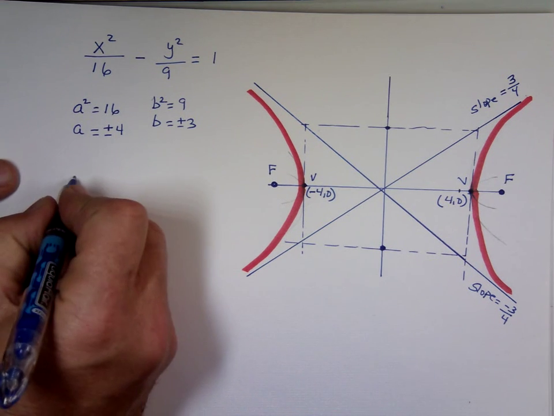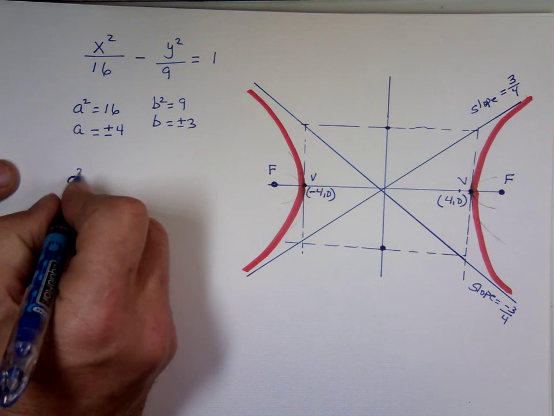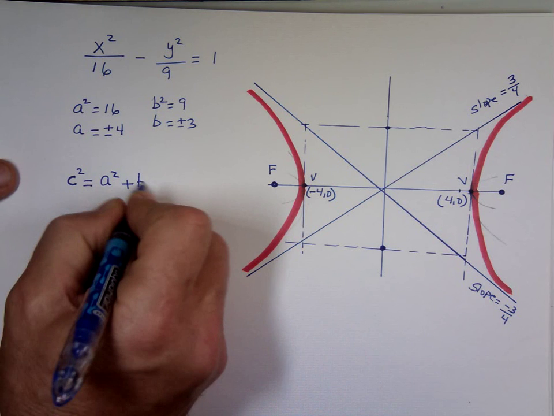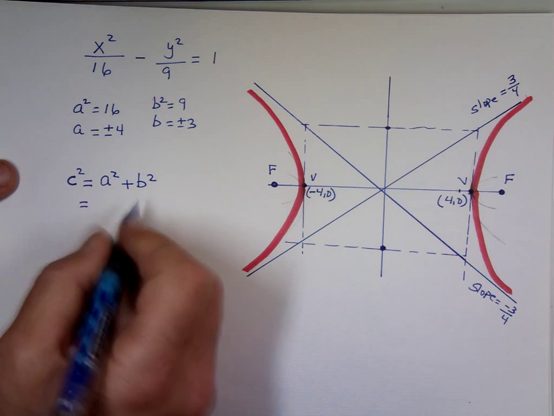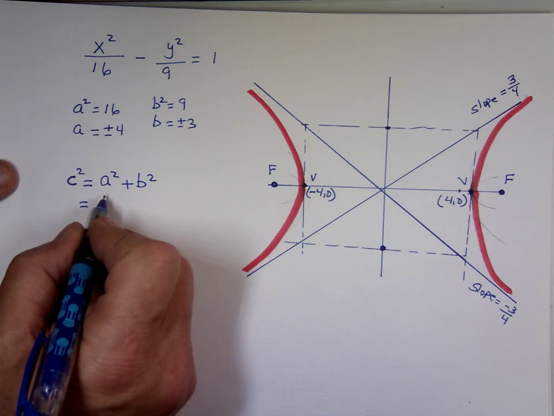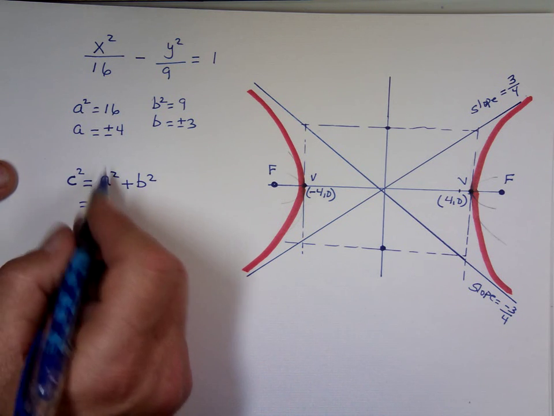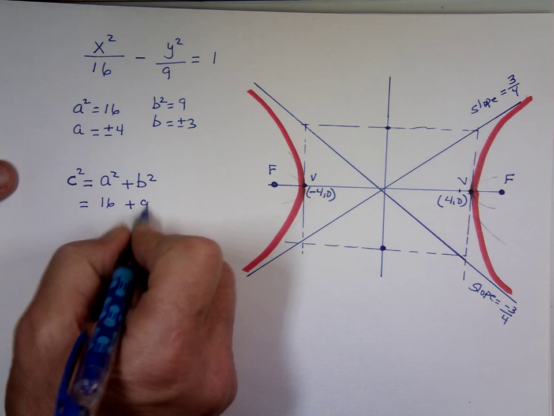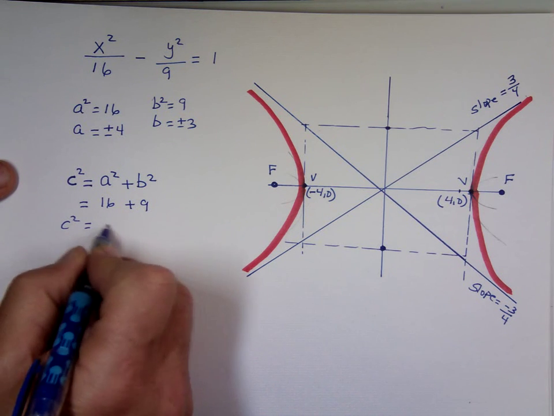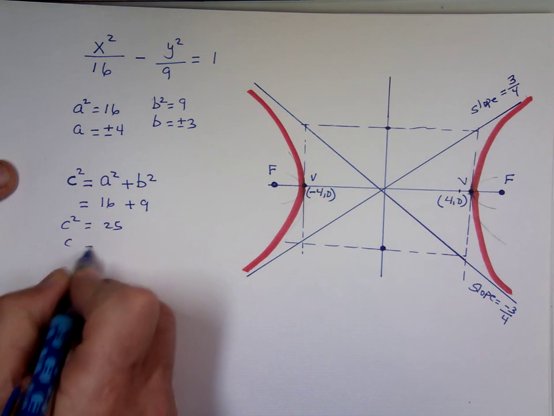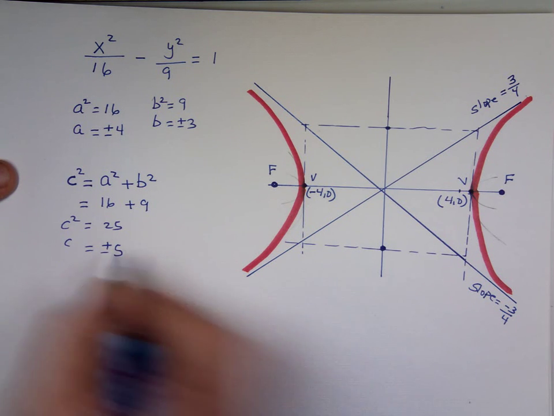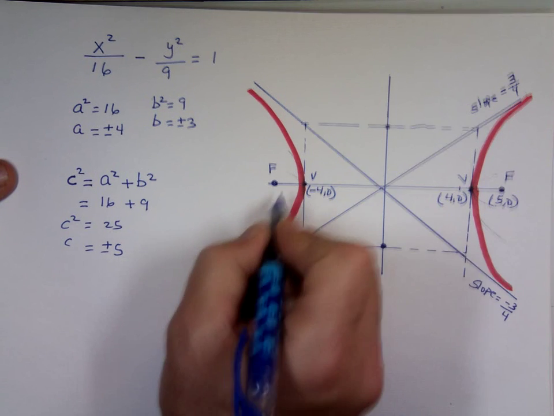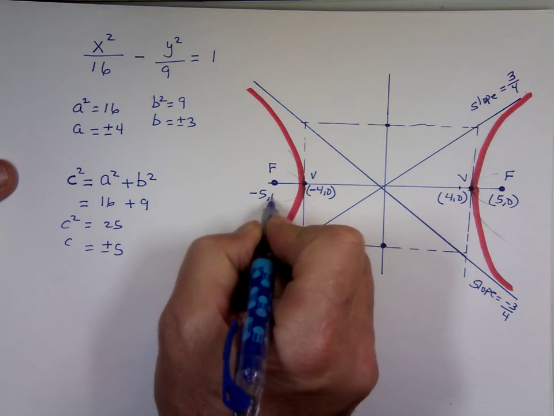So to figure the focal point, you need C. C squared equals what? A squared plus B squared. A squared is what? 16. B squared is what? 9. C squared equals 25. C equals plus or minus 5. So the coordinates for this focal point is 5 comma 0. And this one is what? Negative 5 comma 0.